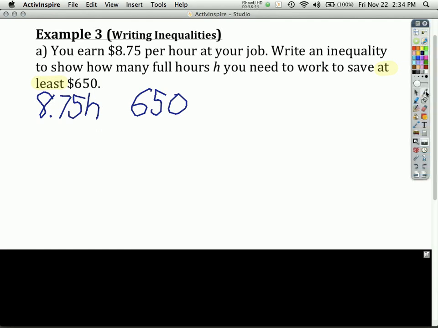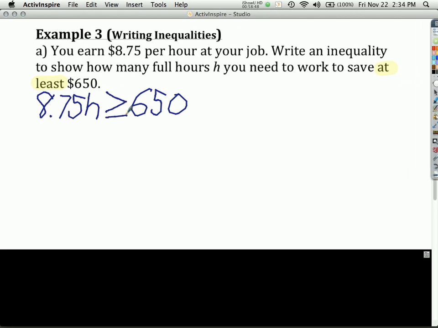We want greater than or equal to, because the minimum always gets the point of the arrow. The minimum always gets the point. And so if you can think of things in terms of minimum and maximum, that might help you figure out what symbol to use.